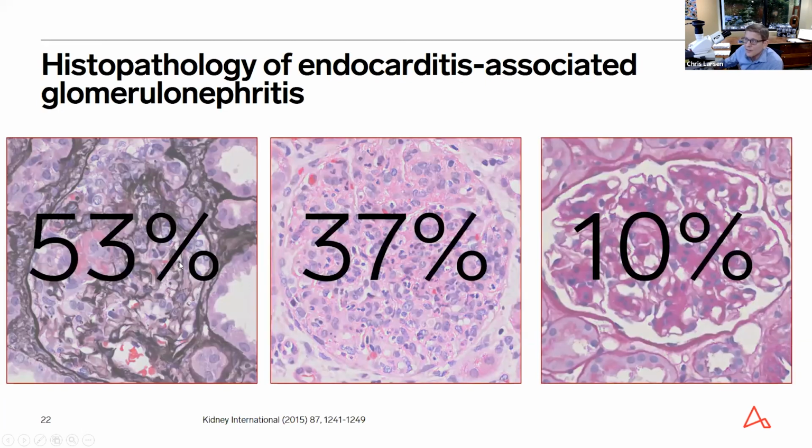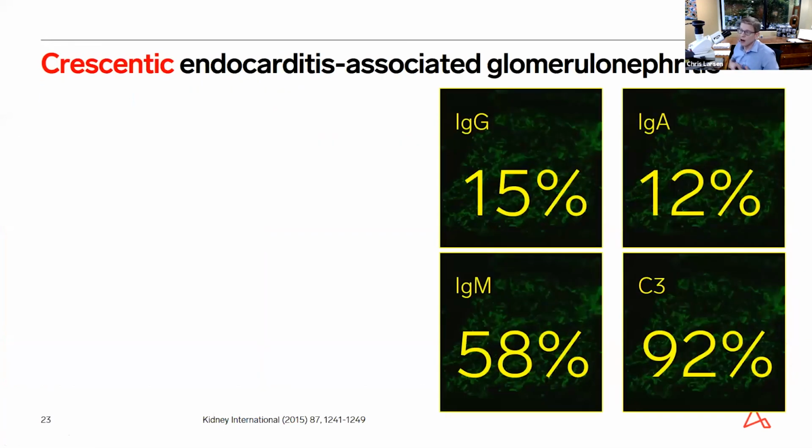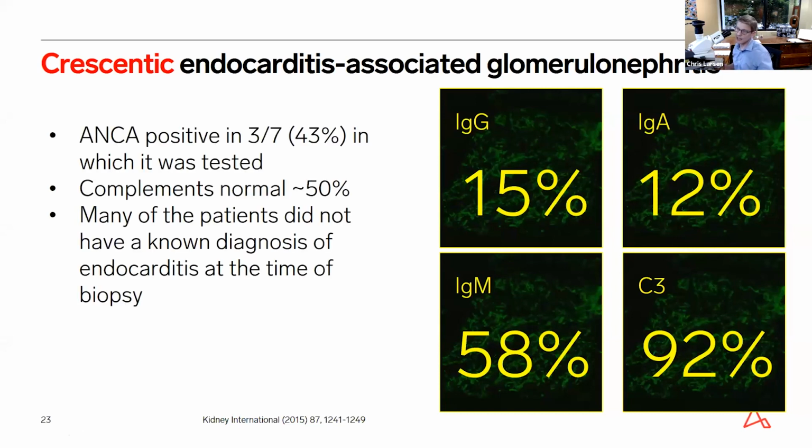Just over half of cases of endocarditis-associated glomerulonephritis will be crescentic. It will have a crescentic pattern by light microscopy. So unless you're tuned into that, this could be something that could be easily missed. On the immunofluorescence, the most common pattern is to see C3 staining. It's commonly C3 only, though IgM can also be positive, but usually IgG and IgA are negative in these cases.